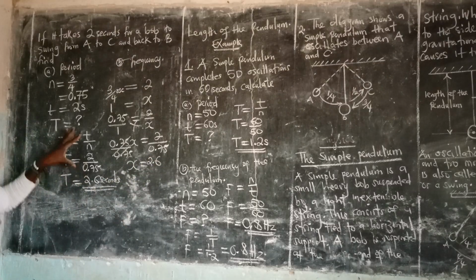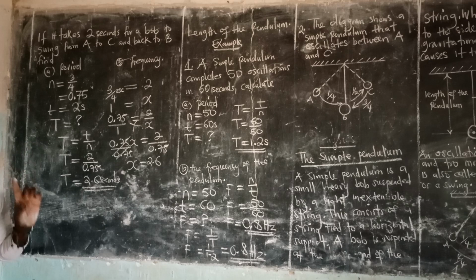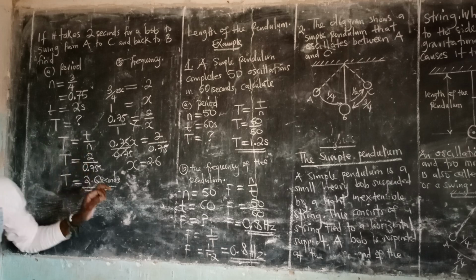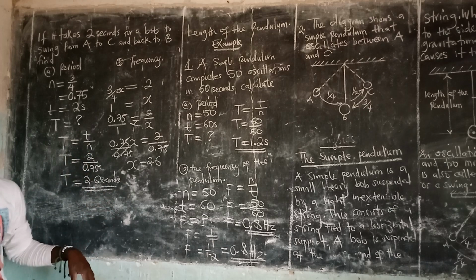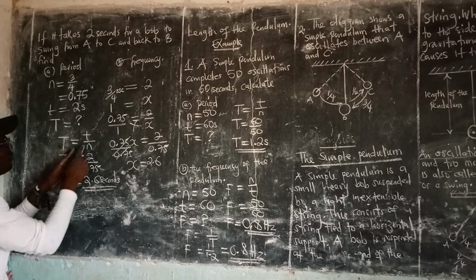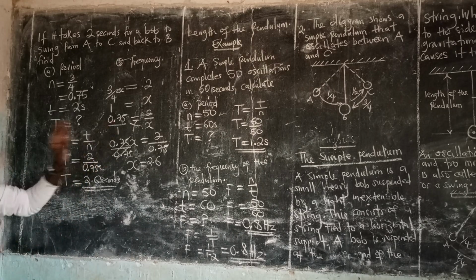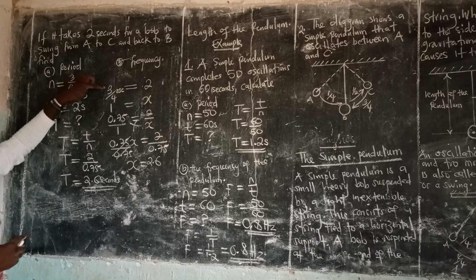2.6. So that we have a formula to say, in the formula, T is equal to T over N. Suppose is it T over N, or N over T? Frequency is N over T, period is T over N.